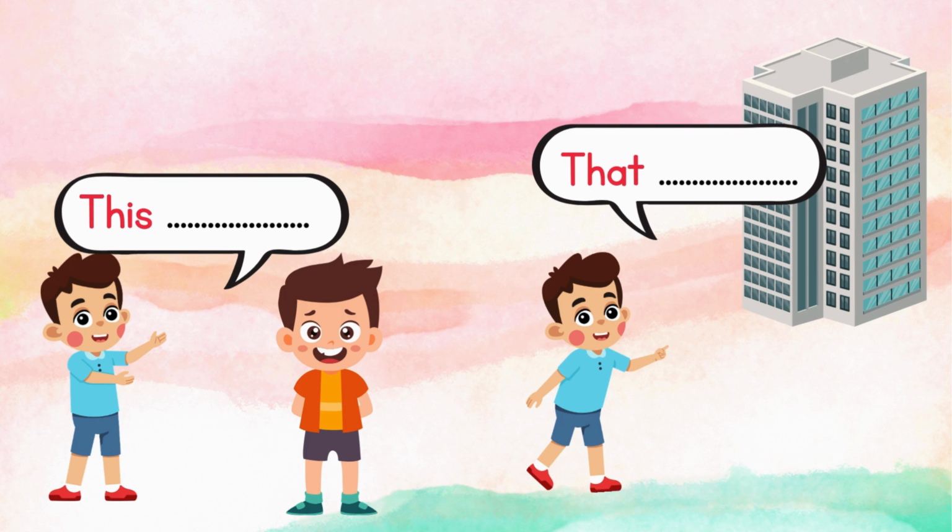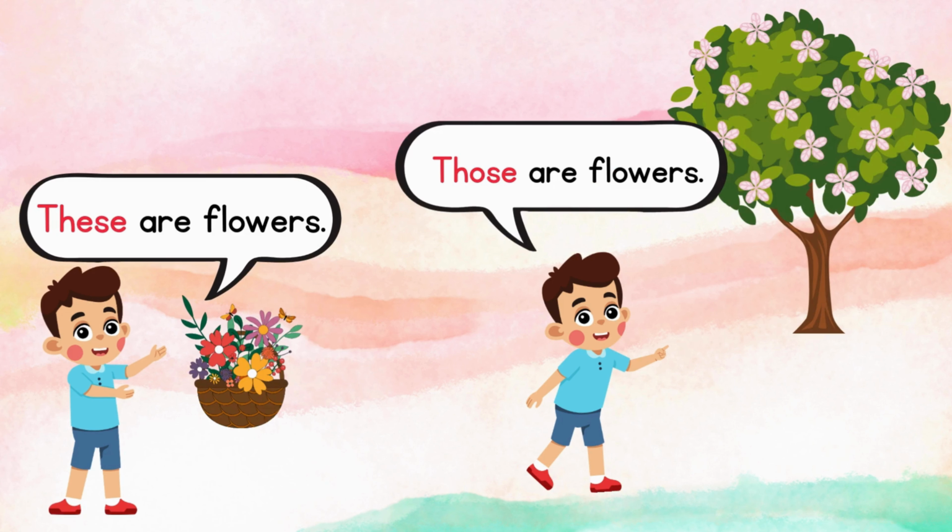Very good. Now let's learn about these and those. For more than one thing. We use these for things close and those for things far away. Okay? These are flowers and those are flowers.